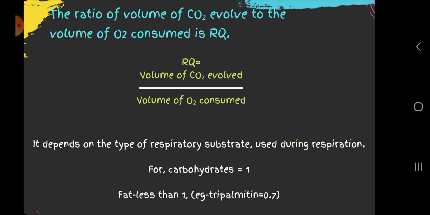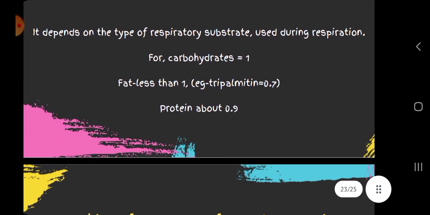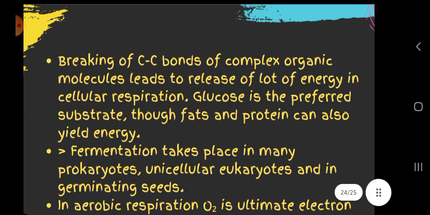RQ is equal to volume of CO2 evolved upon volume of O2 consumed. It depends on the type of respiratory substrate used during respiration. For carbohydrate it is 1, for fat less than 1, example tripalmitin, and for protein about 0.9.